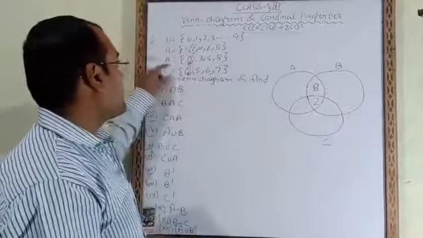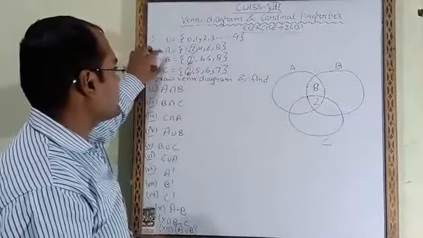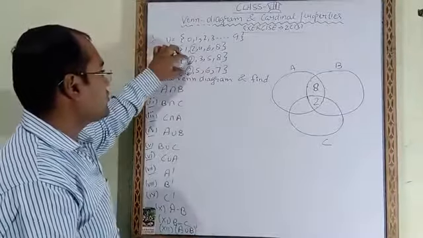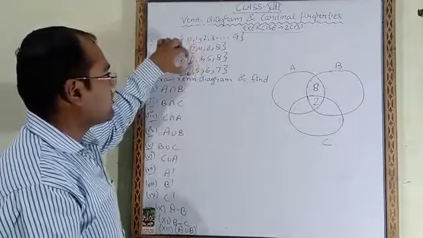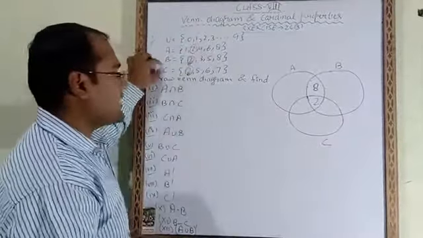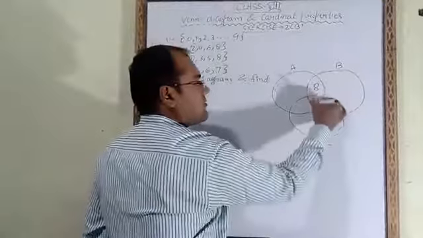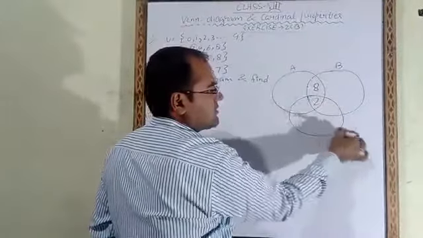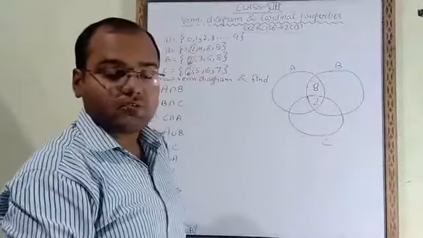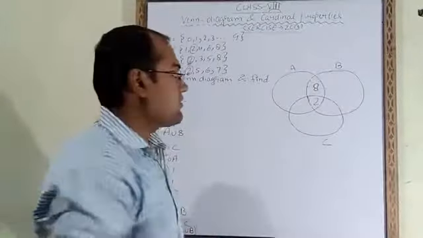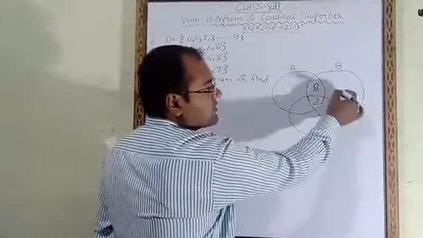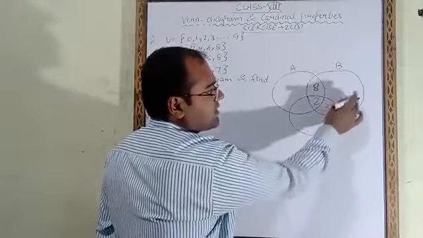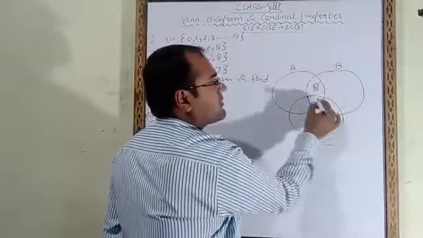Now we will check common in B and C. Which elements are common in B and C? 2 and 5 are common in B and C. This is circle B. Which elements are common in B and C? 2 and 5. So 2 is already written. So here in this remaining part we have to fill 5.